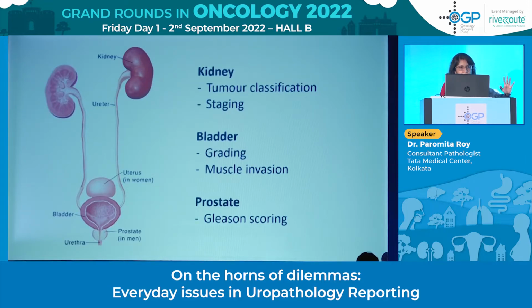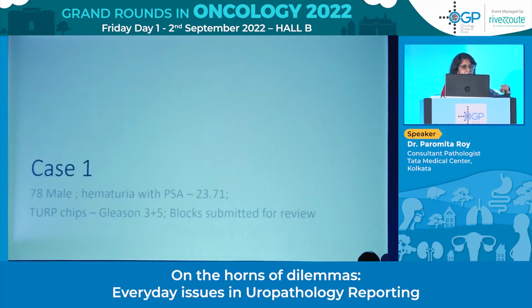The main issues where we struggle is the tumor classifications and staging for kidney, which changes management. Lot of inter-observer discordance in grading and assessment of muscle invasion. And in prostate cancers, the usual bane is the Gleason scoring.